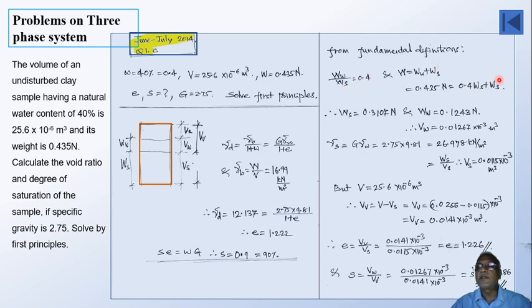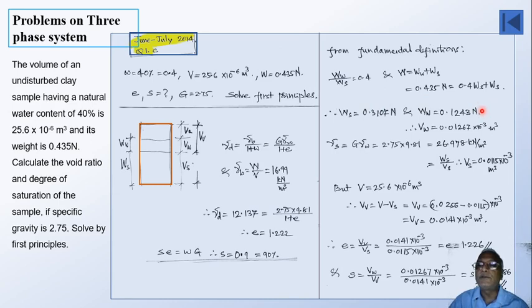From this, weight of water is 0.4 Ws. This Ws is as it is. From this equation, I can calculate weight of solids only, and that comes out to be 0.3107 newtons. That is weight of solids. Now using this relation, I can calculate weight of water. So weight of water will be equal to 0.1243 newtons. So I have weight of water, I have weight of solids.